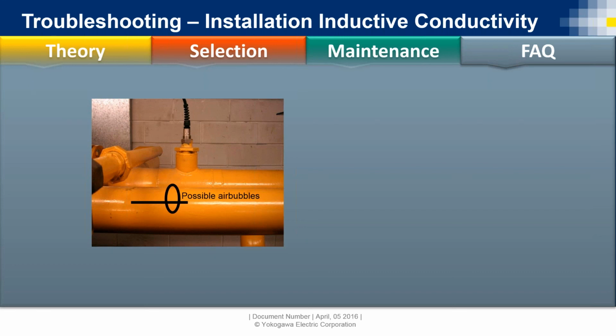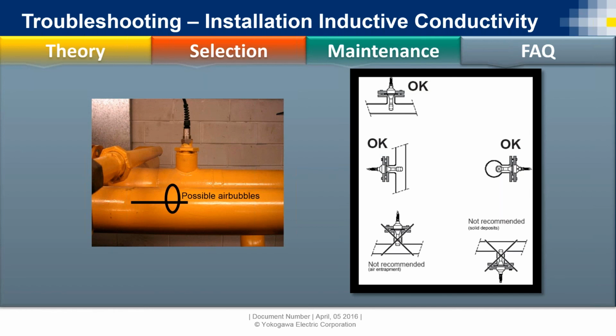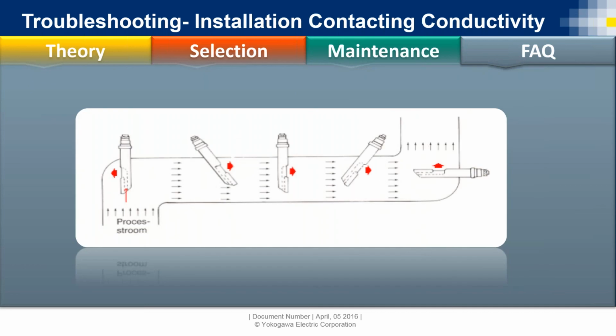Another thing to look at with inductive is installation. Okay, here is the donut. It's a big pipe, but it's possible that the donut, the sensor itself, is not in the process flow. It's possible that it's installed in air bubbles. So we need to make sure that the sensor is actually installed in sample, because if sample does not pass through that donut, then the solution cannot pick up an electric current and can't drop it off, those ions that are present in there. So we don't get a good conductivity reading.